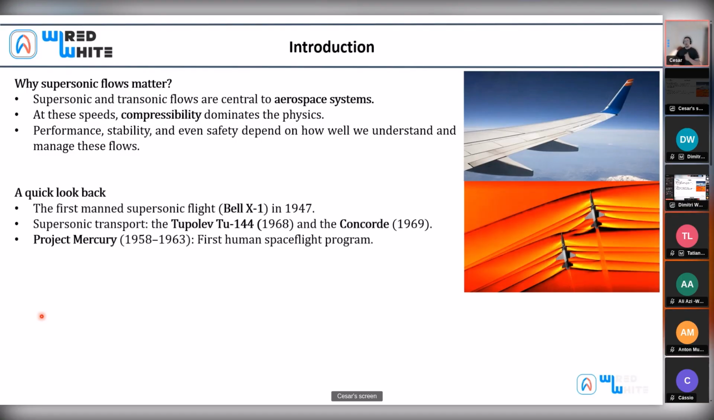Let's take a quick look back in history, because maybe some of you already know this or maybe not. The first manned supersonic flight was in the late 40s, so in 1947, when the Bell X-1 broke the sound barrier. But then it took nearly 20 years to make this technology ready for the general public, right? To make it commercial. Why is this?